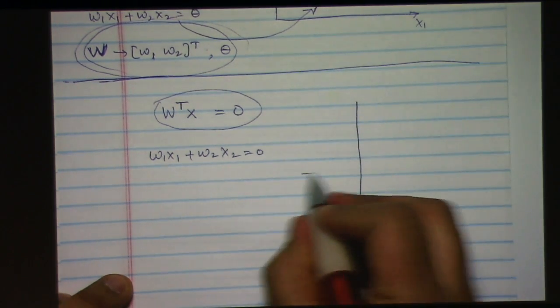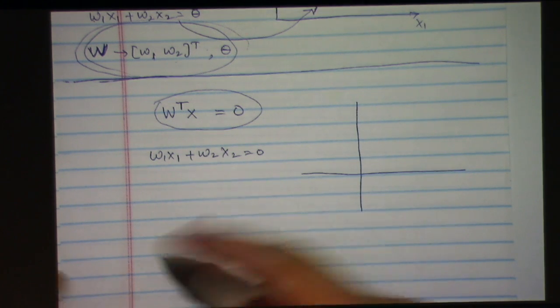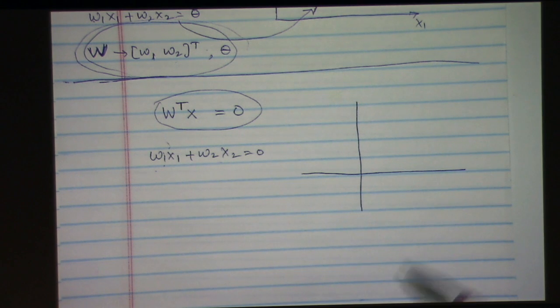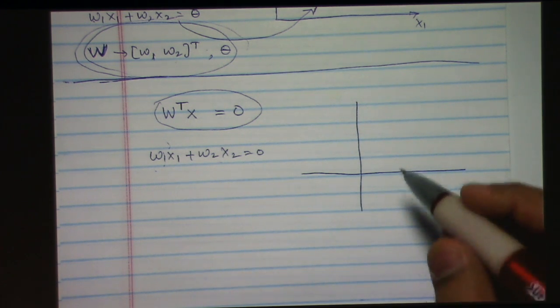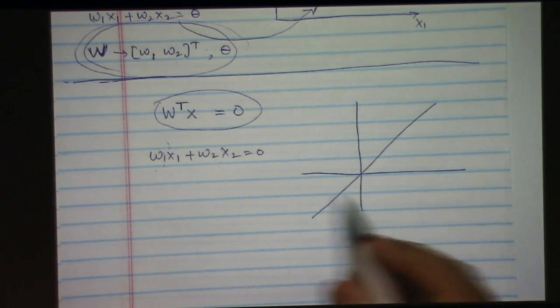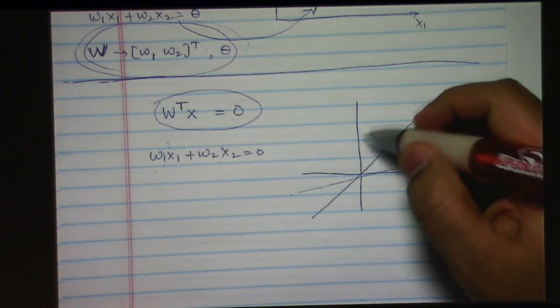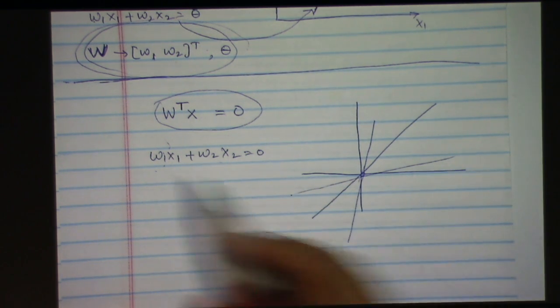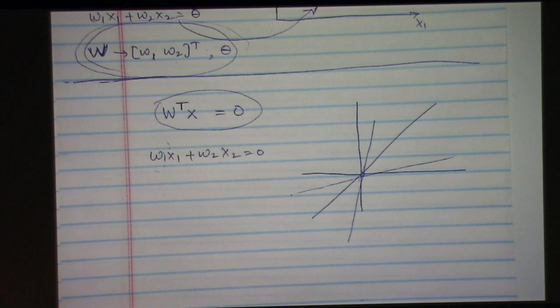One thing we know about this line is that the slope of this line, of course, will be determined by what W1 and W2 are, but one thing which is constant is that it will always pass through the origin. For any value of W1, W2, it will always pass through the origin. Now, that is not good for our learning.